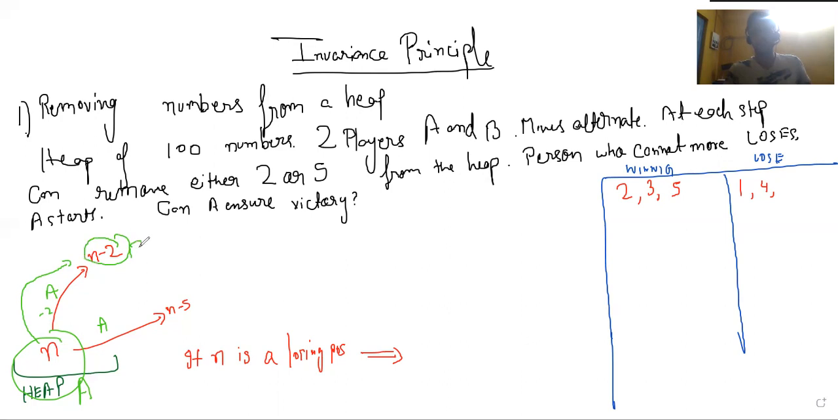B wins from here. Sorry, I'm writing it twice because part of the screen is damaged and I cannot see. We'll come to n minus 5 later. Just focus on this. A loses from n means B wins from n minus 2. That's right. If B could not win from n minus 2, then A would win from n, but A is losing.